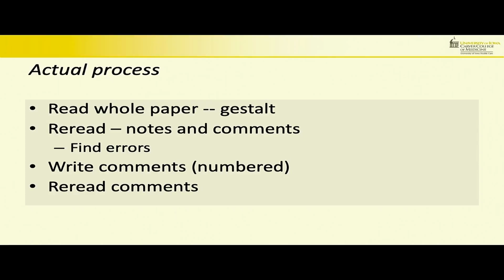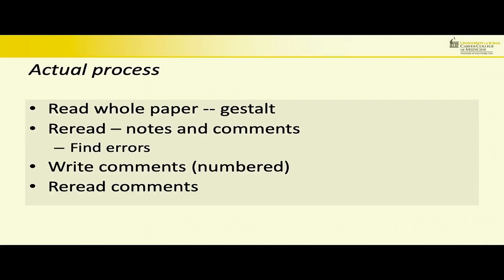The written comments of the reviewer should be numbered, so they're easy for the authors to respond to. And then before I send it off to the editor, I reread my comments once. I usually find an error or two, and I want to make sure it all fits together and it flows. And there's something actually in there.